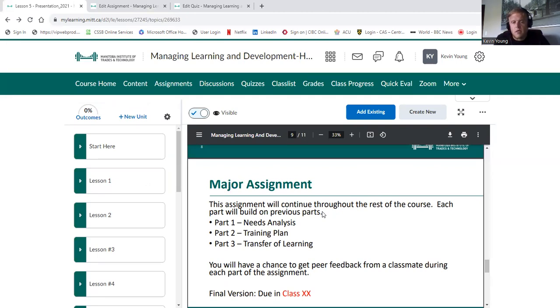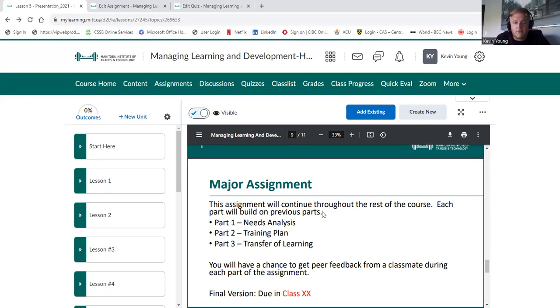Whenever we have a class, I will always do my best to ensure that you have time, whether it's online or in person, to work within groups on this particular major assignment. And it's broken into three pieces. Part 1 is the needs analysis. Part 2 is the training plan. And part 3, of course, is the transfer learning.